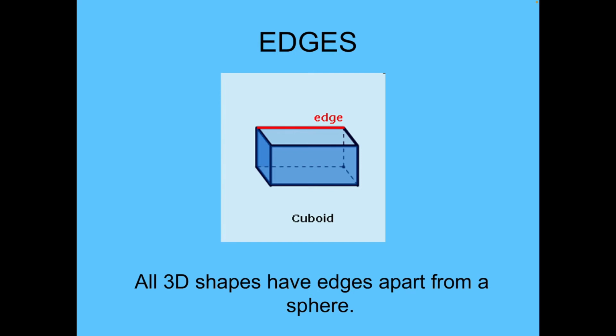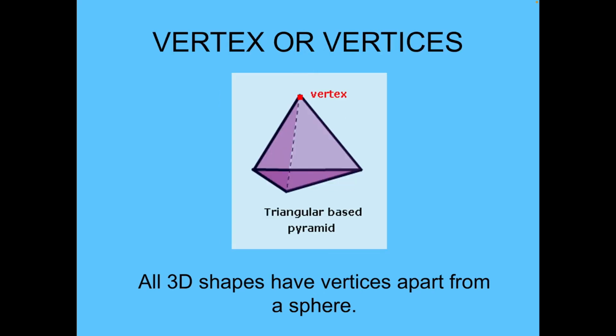I should say the only 3D shape, because obviously that's what we're doing. Right, this is a triangular base pyramid. Now, we don't call them corners on 3D shapes. A single one is called a vertex, and if your shape has more than one vertex, we call them vertices. And all 3D shapes have vertices apart from a sphere. I wonder if you can count how many vertices this triangular base pyramid has.